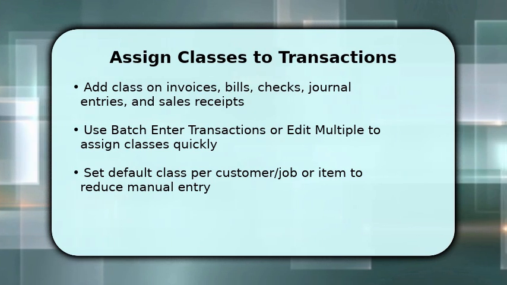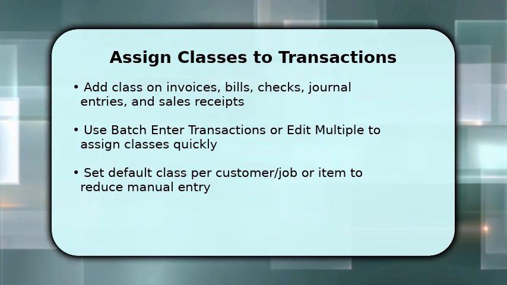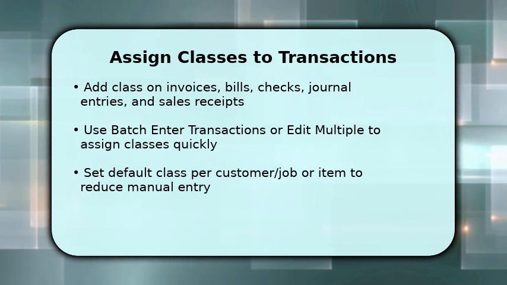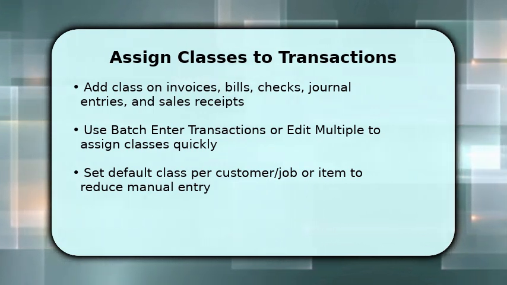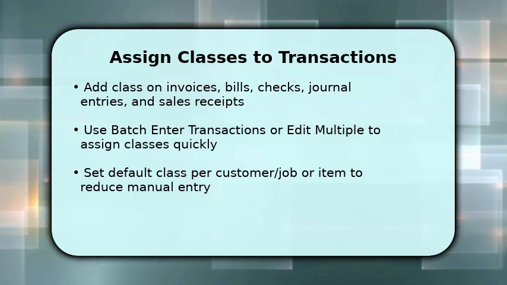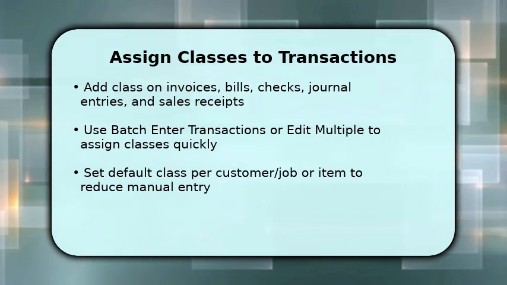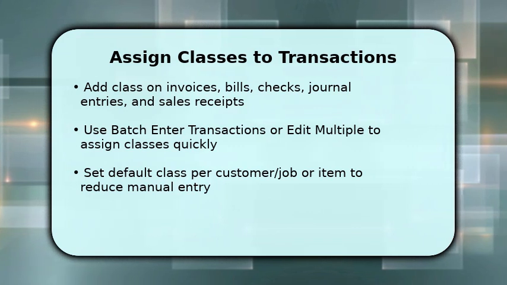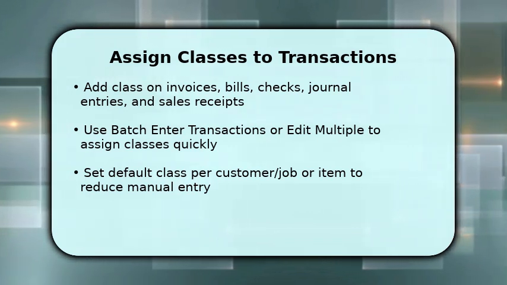To speed up recurring work, set a default class for customers, jobs, or items. Make sure defaults match your structure. If you have many transactions, use batch enter or edit multiple list entries to update classes in bulk. These steps ensure data consistency across your ledger.